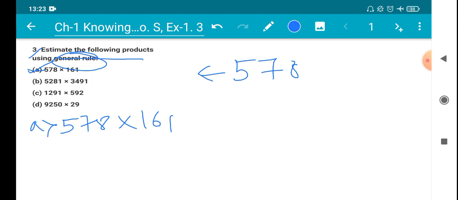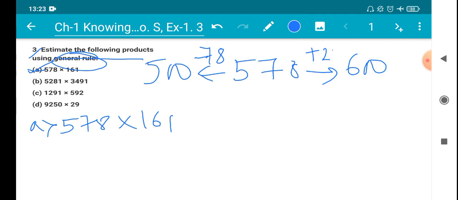They have said general rule, so you may convert this into its nearest 100 value or its nearest tens value. I would like to change it into the nearest 100 value. 500 or 600, which one is the nearest? To reach 500 you have to subtract 78, and to reach 600 you have to add 22. Of course 500 is not preferable, because you have to move back 78 steps, but moving forward 22 steps you get 600. So the rounded value of 578 will be 600.